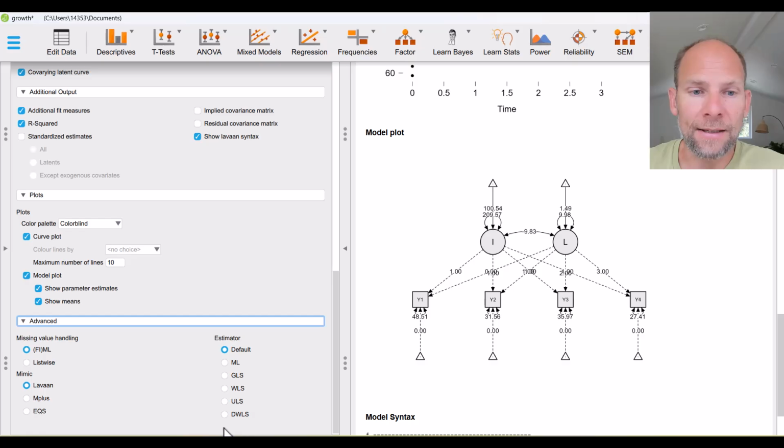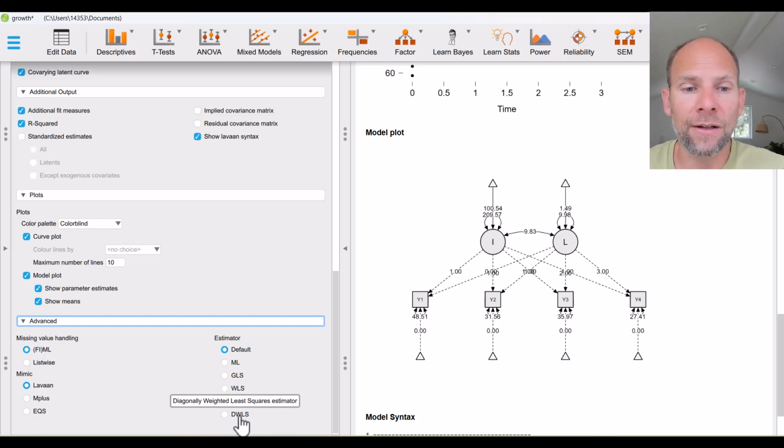Also, the estimator can be changed. The default is maximum likelihood for continuous outcome variables. If you had ordinal variables, we would use the diagonally weighted least squares estimator for ordinal items. So if you had, for example, 5-point Likert scale response variables, then maximum likelihood would probably not be appropriate, but you would rather use this diagonally weighted least squares estimator.